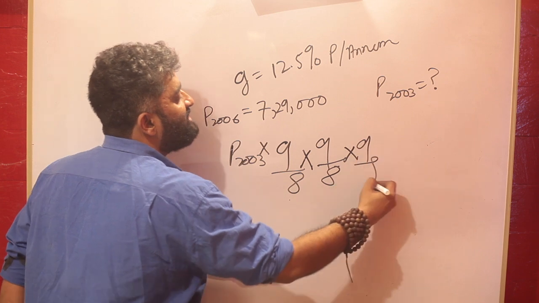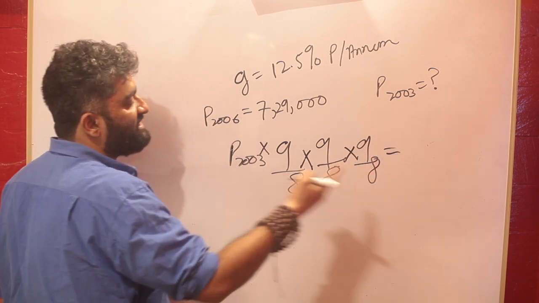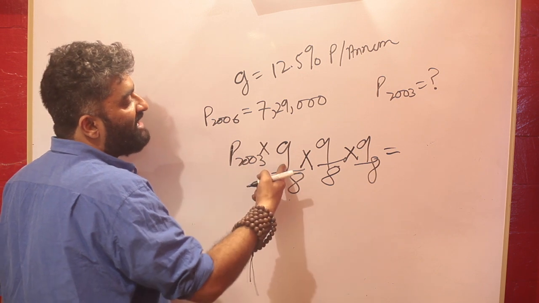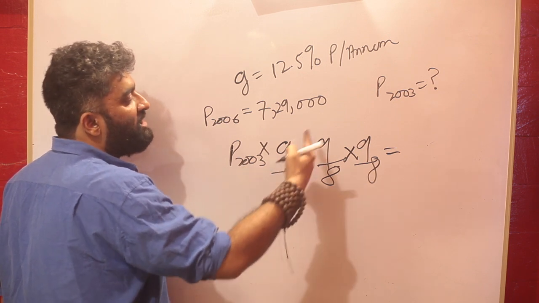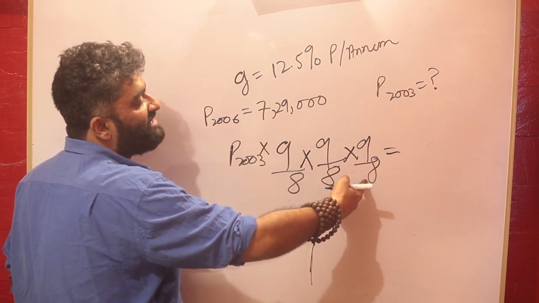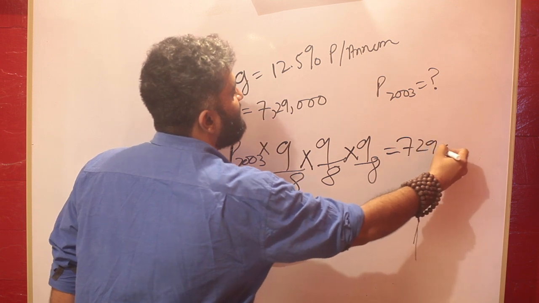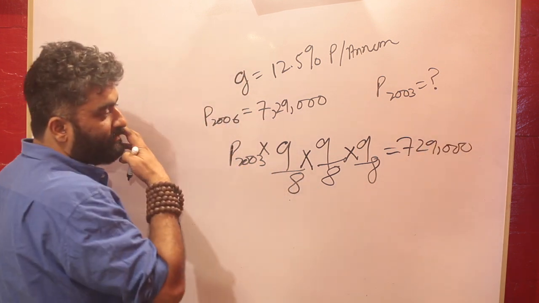Increase it by another 9 by 8. So you finally get to the population of 2006. 2003 multiplied by 9 by 8 gives me 2004, multiplied by another 9 by 8 gives me 2005, and multiplied by another 9 by 8 gives me 2006, and that is equal to 729,000, right?